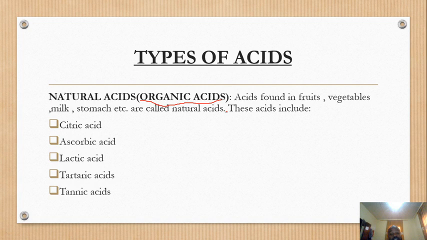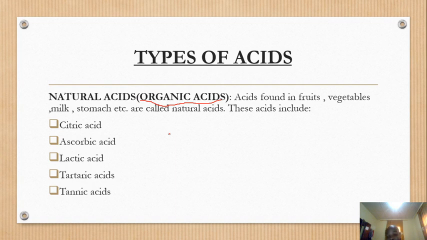Why do we call them natural acids or organic acids? Because they are in nature, they are in the natural things, they are in the fruits, vegetables, milk, stomach. No one has made this one, right? Only Allah has created these things. We don't industrially produce fruits, vegetables, milk, stomach. That's why we call it what? Natural.